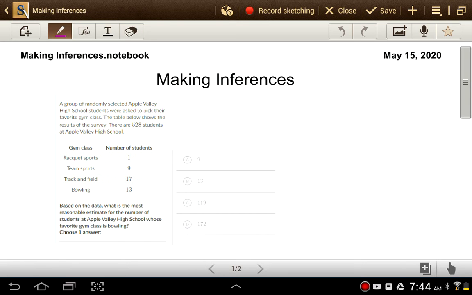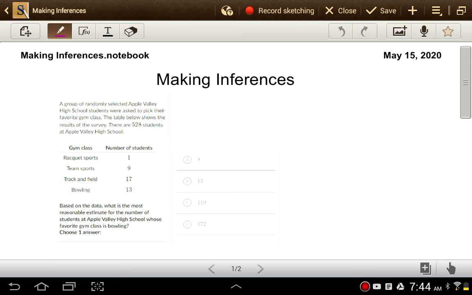Good morning, everyone. Today we're going to talk about making inferences and trying to use these to find the answer. So when we're doing surveys, we take a small sampling and then we use proportions to figure out what that would look like for a larger population. So that's exactly what we're doing in these examples. So I'm just going to set up some proportions and solve them.